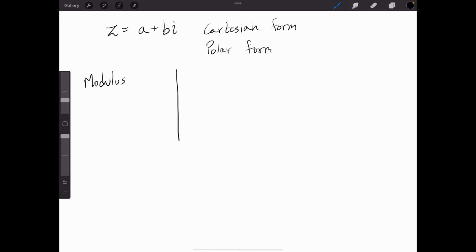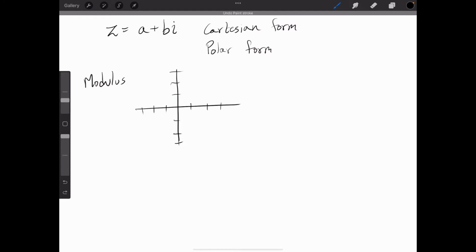So let's just draw a really quick plane here, right? Sorry, I didn't have graphs pre-made, so bear with me here. Let's say you have a point at, I don't know, 2 plus 2i, right? So this is 2 plus 2i. The modulus is basically the distance between this center point, this origin, and this point.